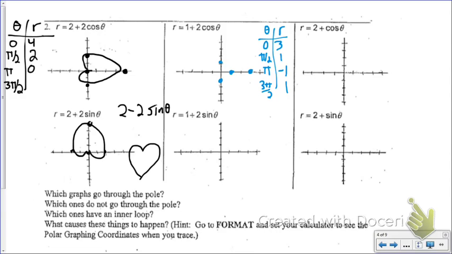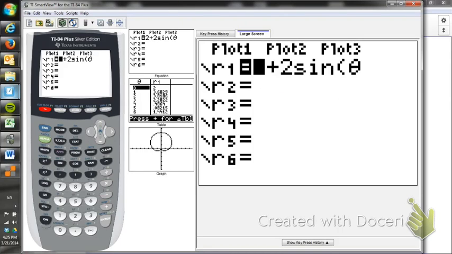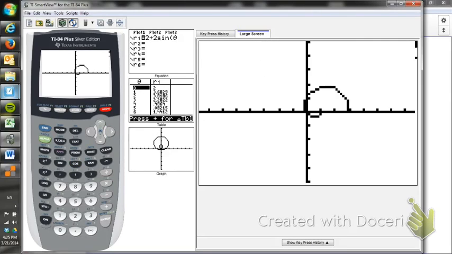So to look at this shape, I'm going to go to my calculator, and obviously we can tell it's going to be a little bit different already. That's going to be 1 plus 2 cosine theta. So this graph has a little bit of a loop in it.